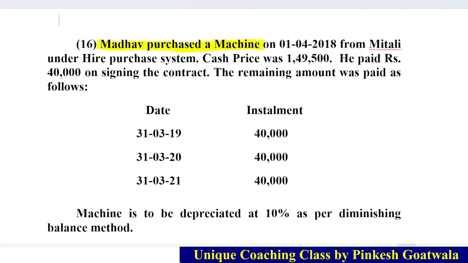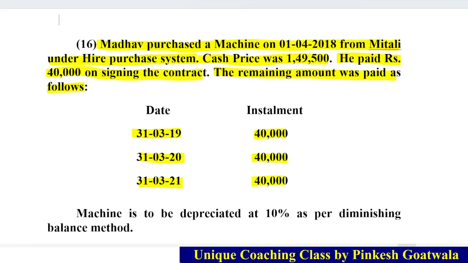Madhav purchased a machine on 1st April 18 from Mitali under hire purchase system. Madhav is the buyer, Mitali the seller. Cash price is given, 1,49,500. He paid 40,000 on signing the contract. Look here, the down payment is also given, and the remaining amount was paid in three installments: 19, 20 and 21. So you can see that it is a very simple sum. Cash price available, down payment available, all installments available.